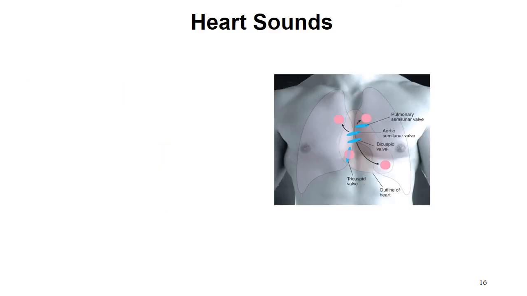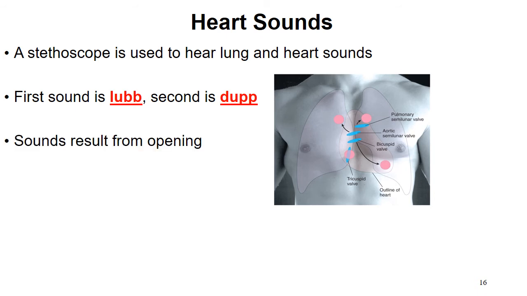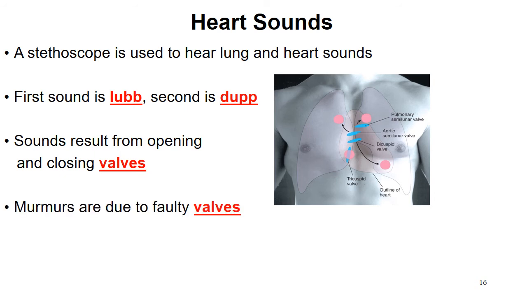Heart sounds. So now you would have out a stethoscope and be listening for certain sounds. A stethoscope is used to hear lung and heart sounds. The first sound you hear with the stethoscope is what we call the lub. And the second sound is the dub. That lub dub, that's what we're talking about. And what you're really hearing in the stethoscope is the opening and closing of the valves. Heart murmurs are due to faulty valves. We will talk more about heart conditions on the next few slides.